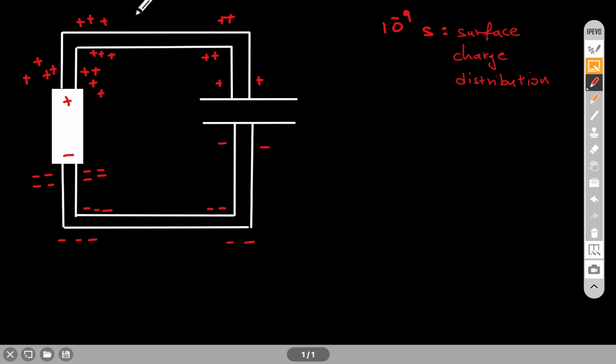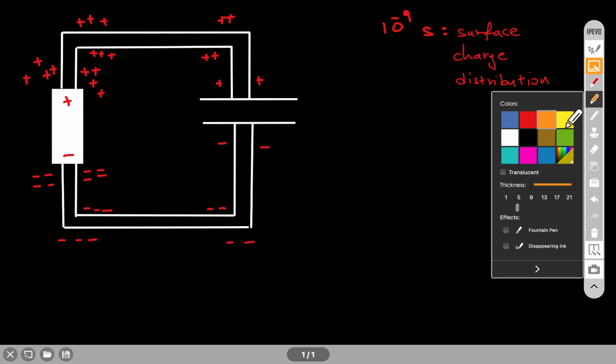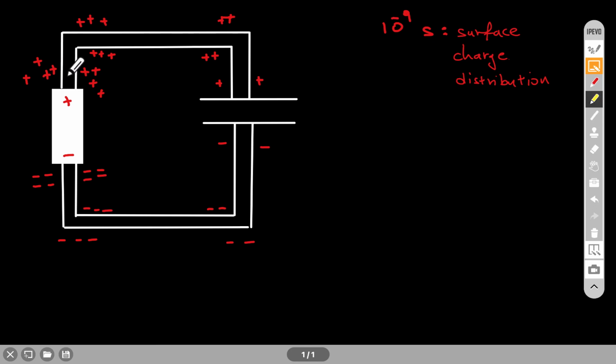Now, once I have those charges on the surface of the wire, I know that this will create an electric field inside, and that electric field will essentially drive the current. Let's look at the directions. Since here I have more positive charge than what I do here, I know that the electric field will point down, and here the electric field will point to the right, and here the electric field will point down. These yellow arrows represent the electric field.